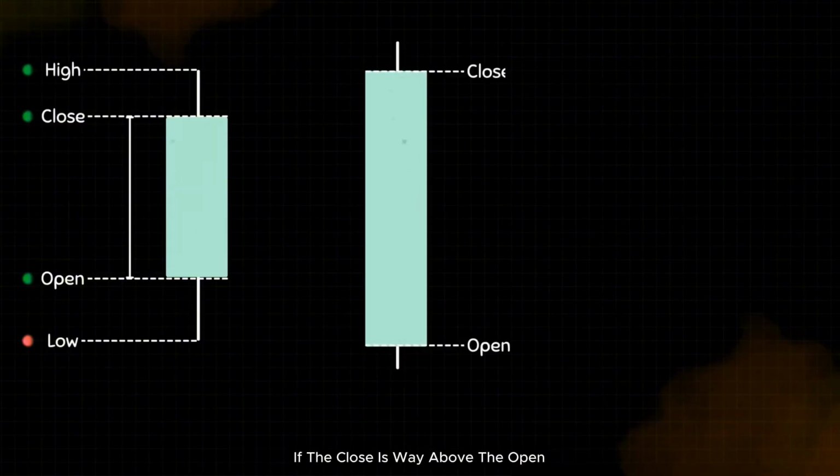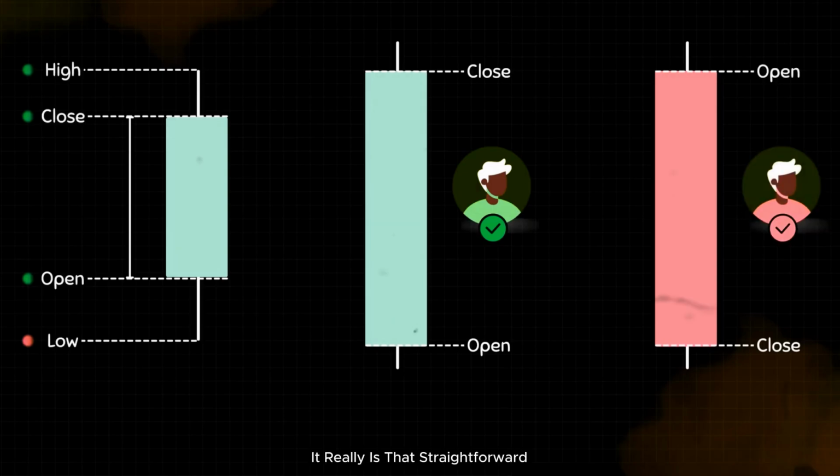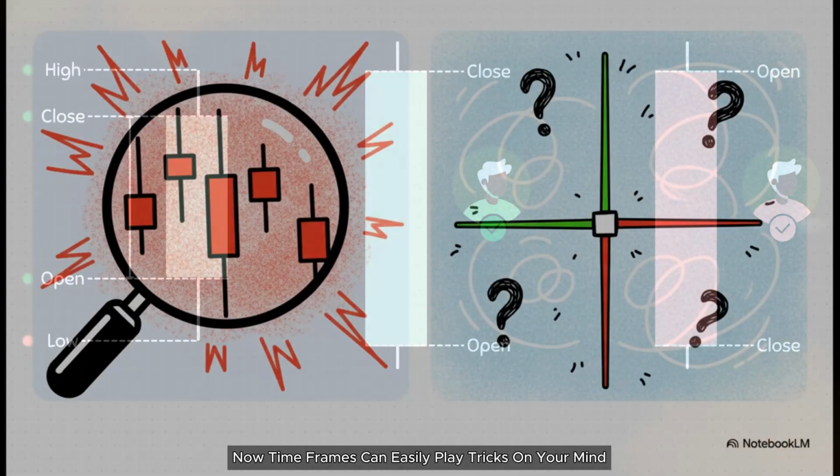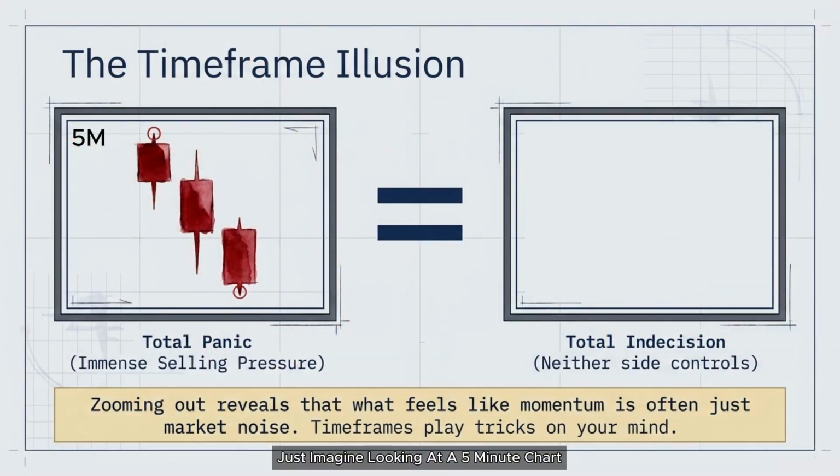If the close is way above the open, the buyers dominated. Way below, sellers took the prize. It really is that straightforward. Now, timeframes can easily play tricks on your mind. Just imagine looking at a 5-minute chart. You see 3 frantic red candles dropping lower and lower. It looks like immense selling pressure, right? You're probably thinking, man, I need to short this immediately.